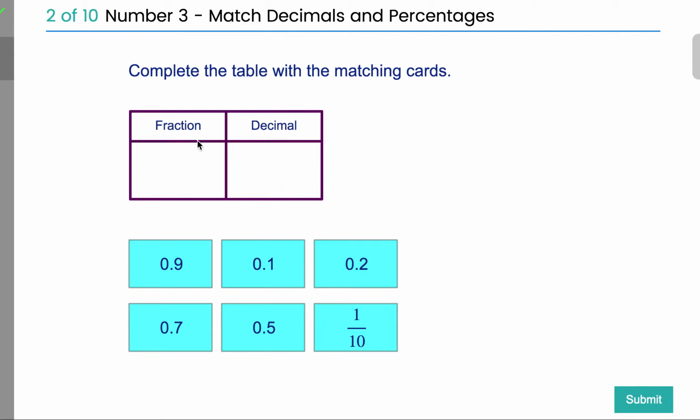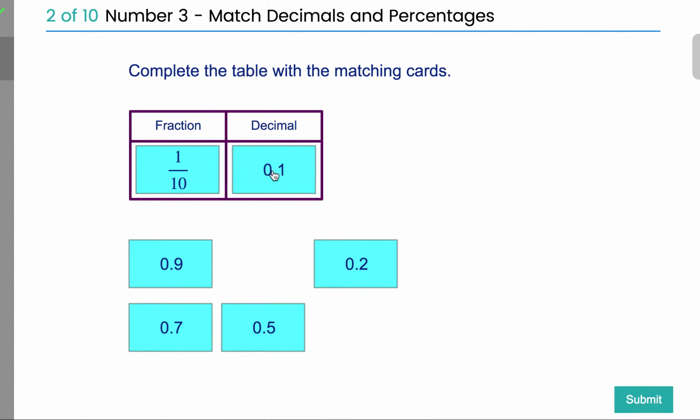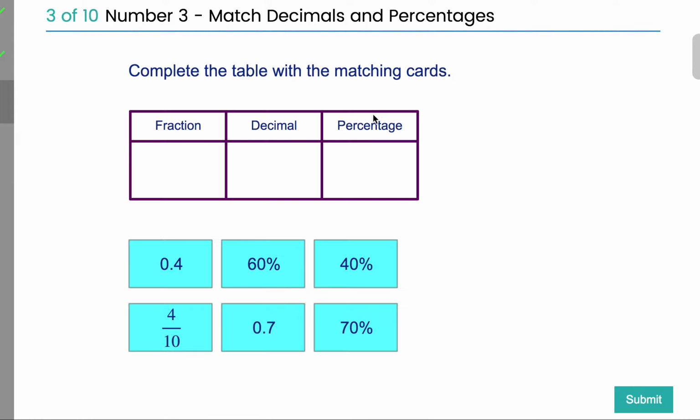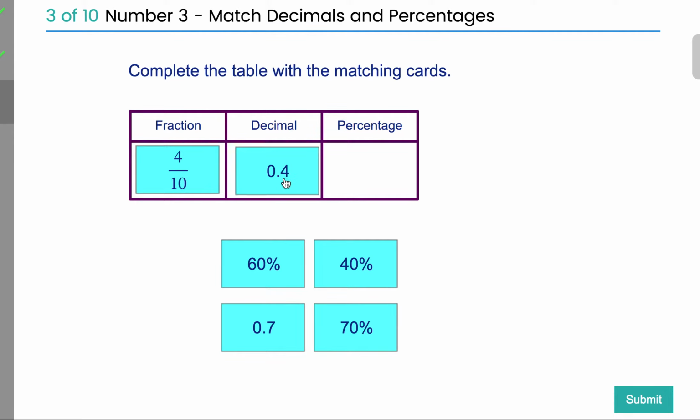Another one, fraction and decimal. So we've got one fraction, so it must be that one. 1/10 is the same as having 1 in the tenths place. It's easy peasy. It's a little bit harder here. Fraction, decimal, percentage. Which one have we got one of? We've got one fraction, so that one must be the one we're looking for. So first of all, we'll do the decimal. 4/10, 4 in the tenths place.